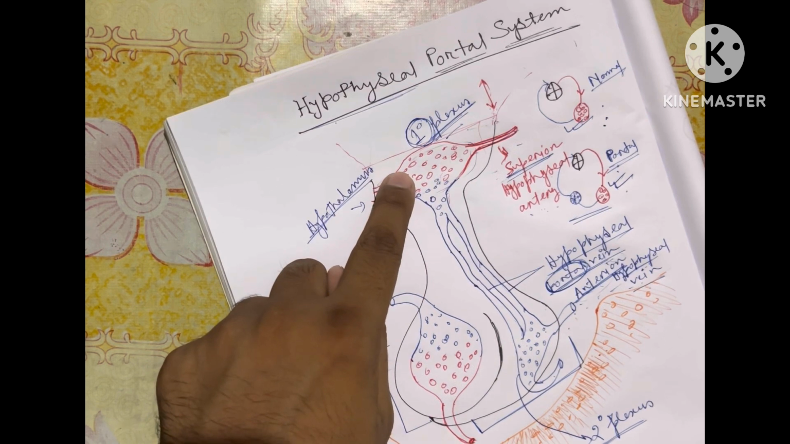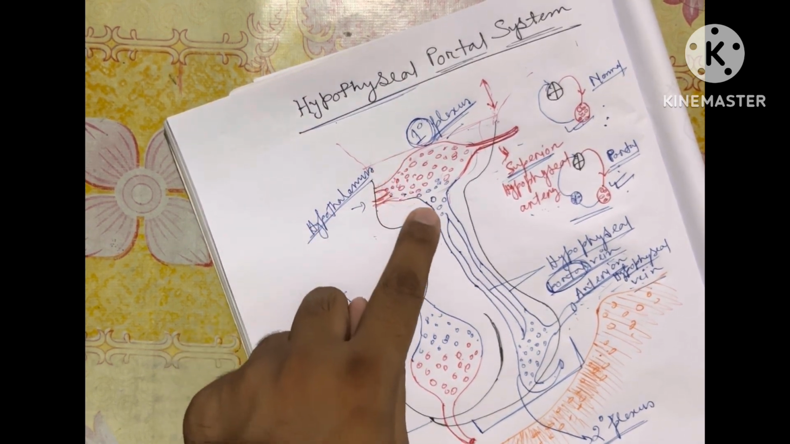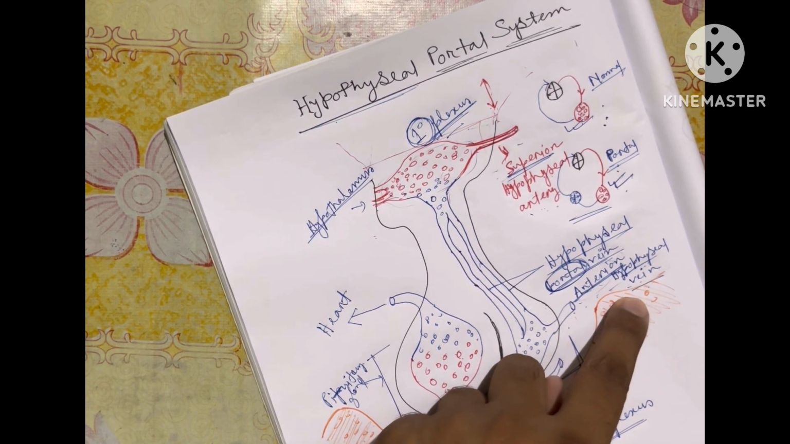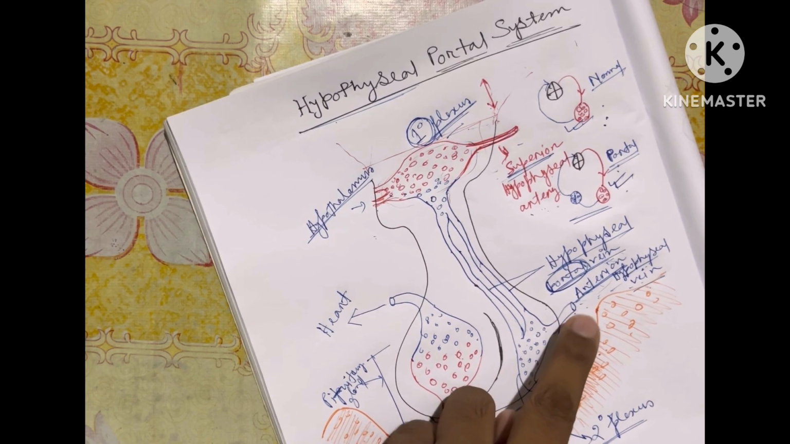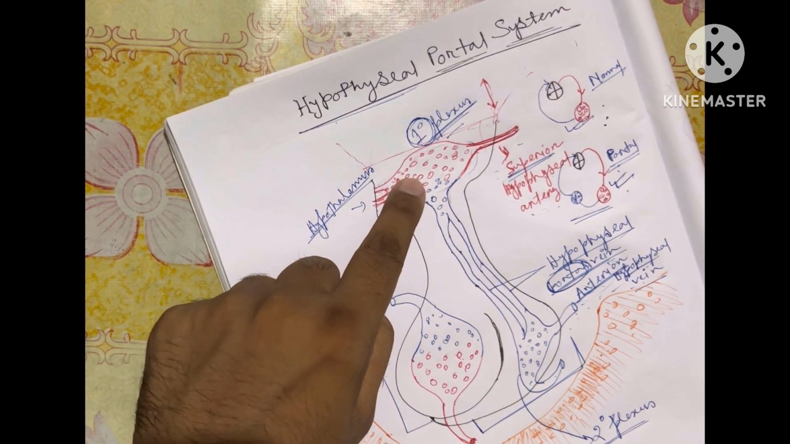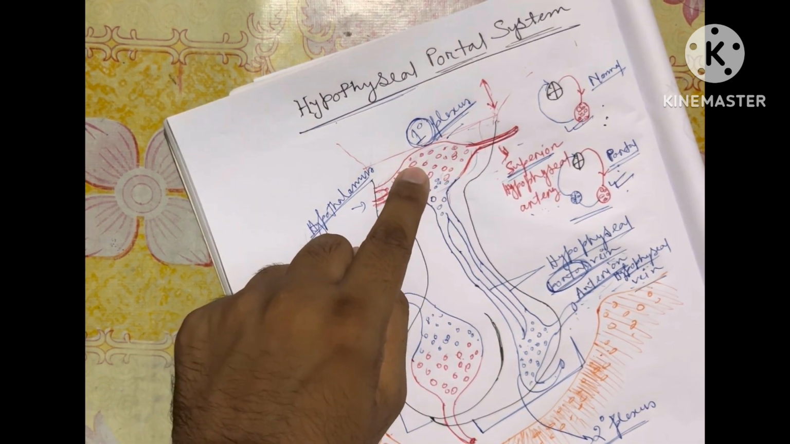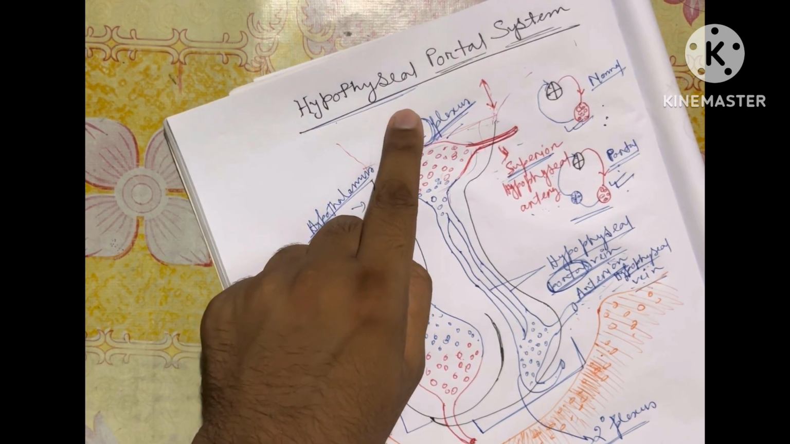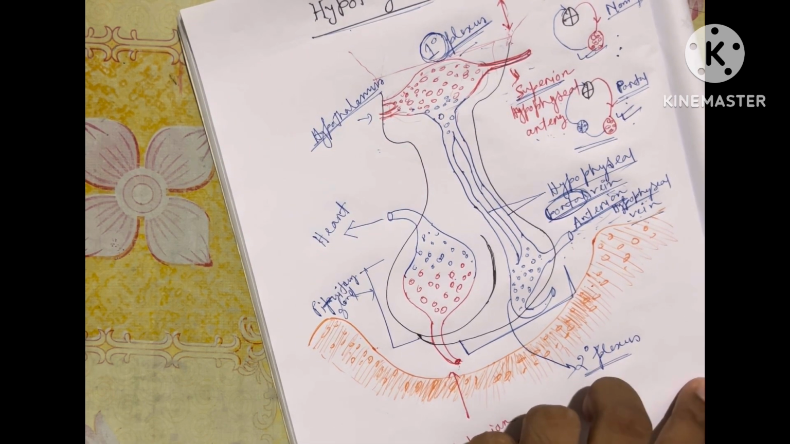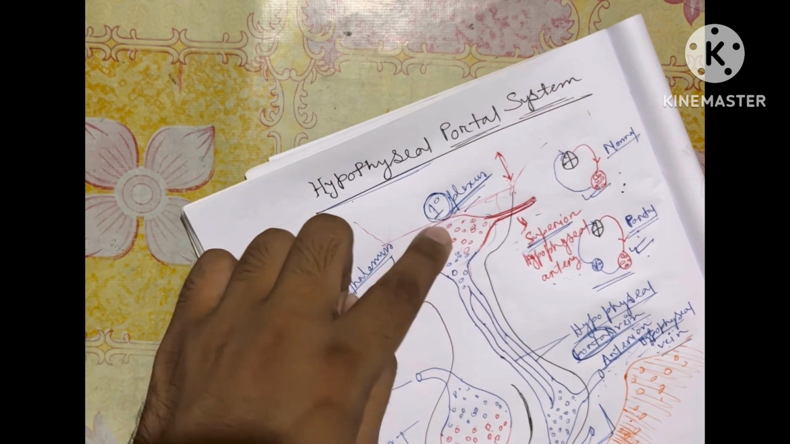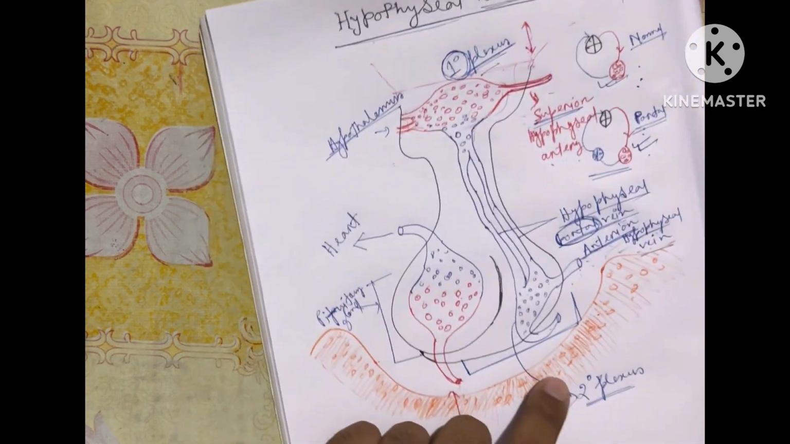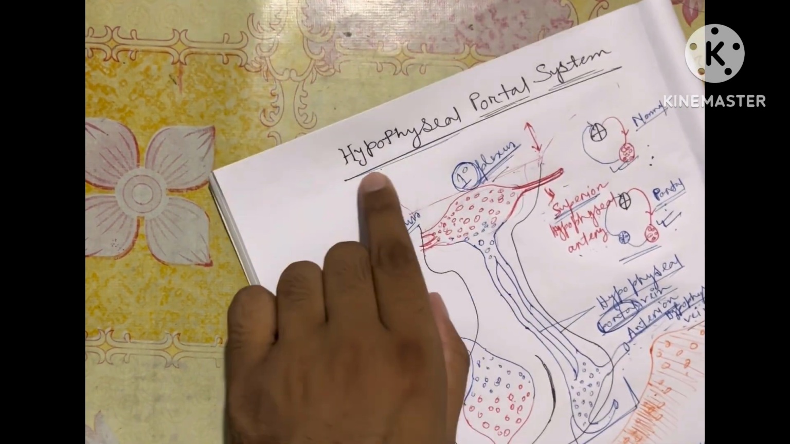But this one is the main portal system, because through an artery blood comes into a capillary network, from that capillary network it reaches another capillary network, and from that capillary network it goes to our heart. So this is the first capillary network, and this is the second capillary network. That's why this first network is called the primary plexus of the hypophyseal portal system, and this is the secondary plexus of the hypophyseal portal system.